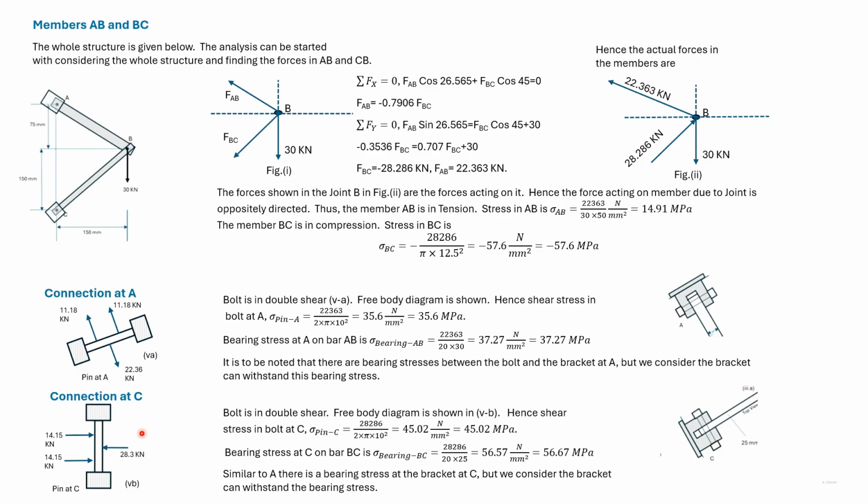The pin exerts a bearing stress on BC, and the force is 28.3 kilonewton. The diameter of the pin is 20 and the thickness of the plate is 25, from which we get a stress of 56.67 MPa. As in the case of pin A, we do not calculate the bearing stress on the bracket.